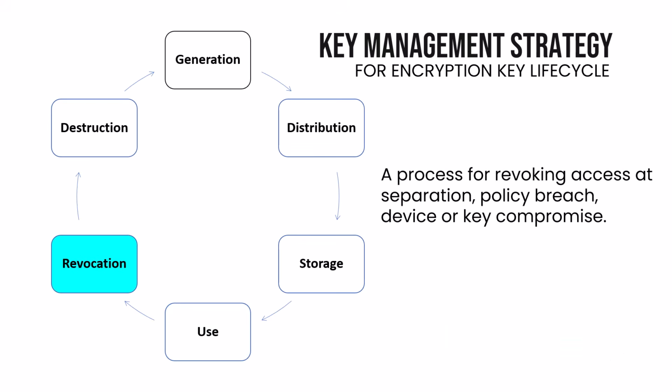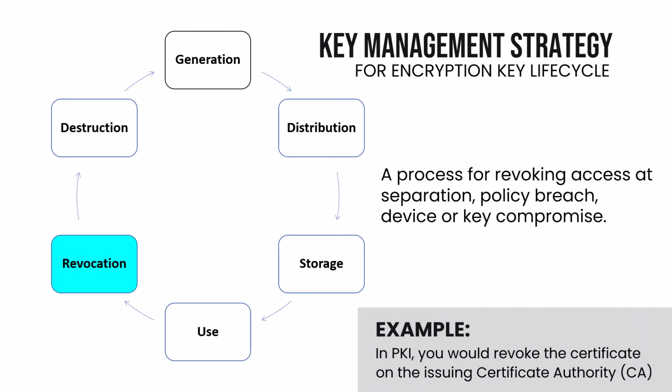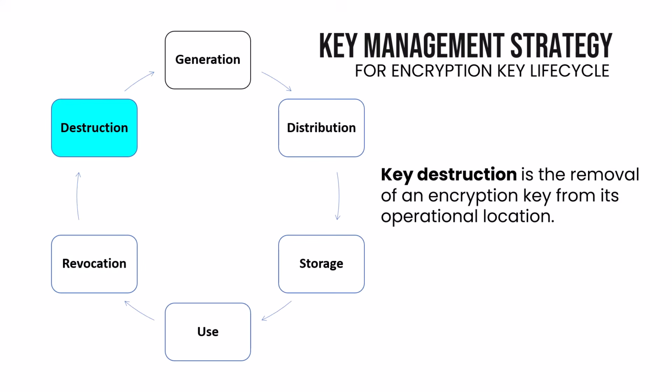Revocation. We need a process for revoking access at separation, in the event of a policy breach or a device or key compromise. For example, in the world of PKI, you would revoke the certificate on the issuing certificate authority. And the final phase of the life cycle is key destruction. This is the removal of an encryption key from its operational location.